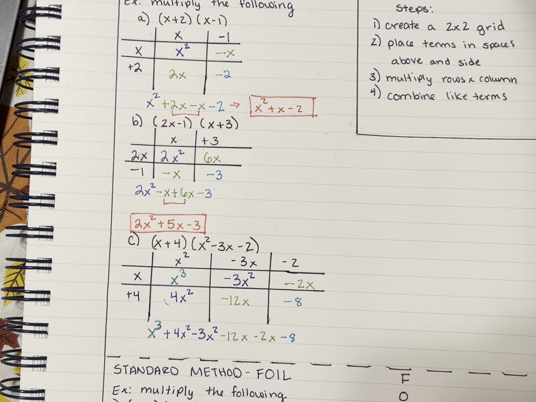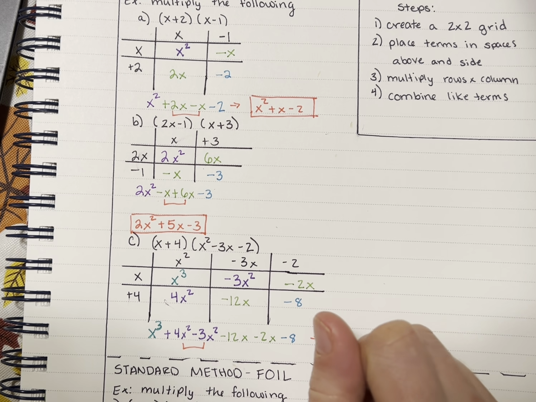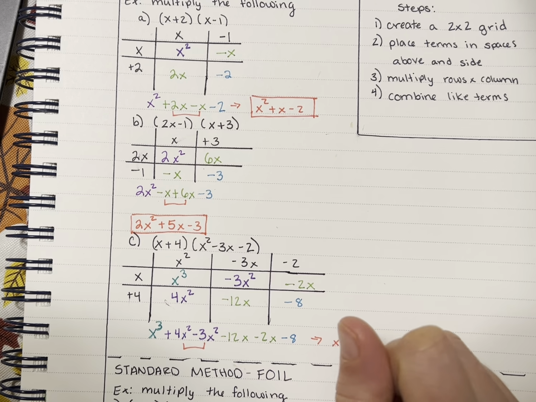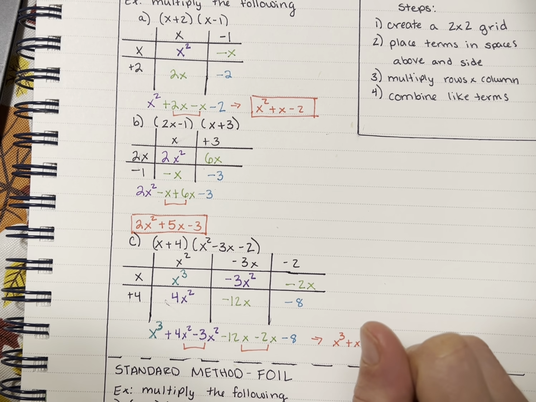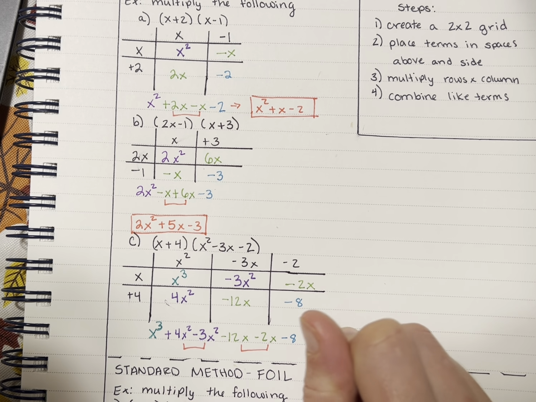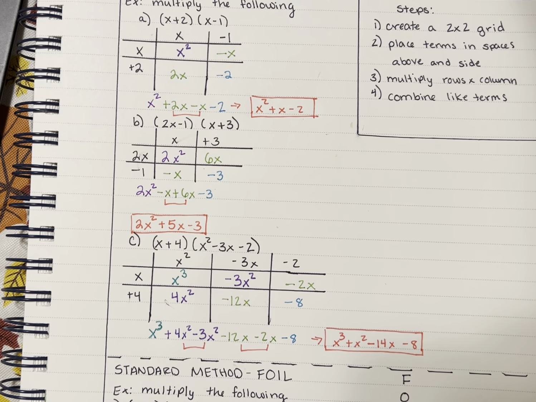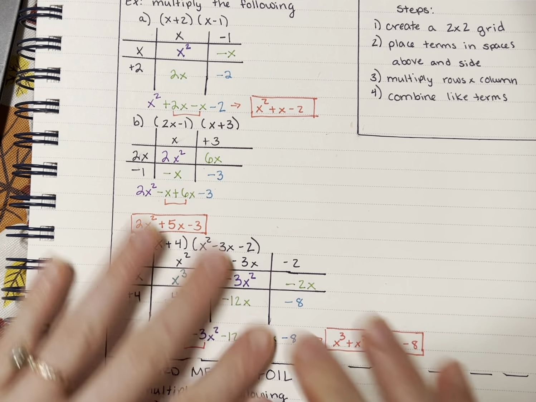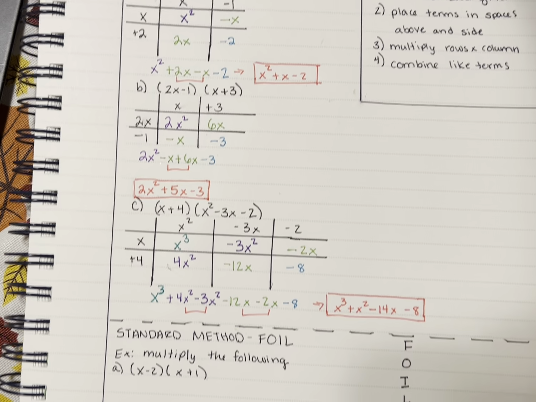So when I go by and I combine my like terms, 4x squared minus 3x squared is x squared. So far I have x cubed plus x squared. Negative 12x minus 2x is negative 14x, and then just the minus 8. So that is the product of my binomial and my trinomial, okay? So that's using the box method. Again, we'll go over both of them and we'll decide as a class which one we want to use going forward, but they both get you to the same result. This one just kind of organizes the information a little better for you.